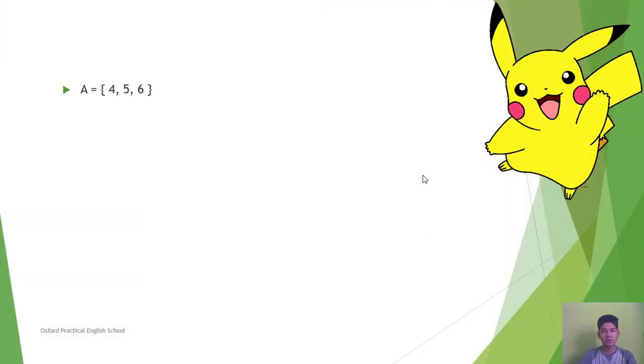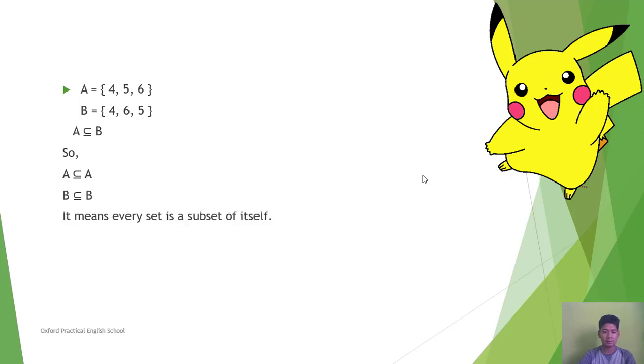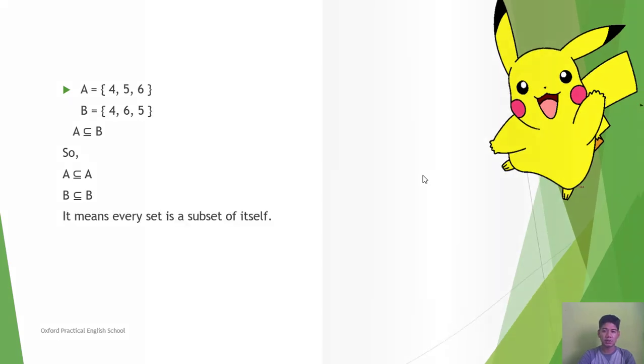So this definition raises a new query. Set A, the elements are 4, 5, 6. Set B, the elements are 4, 6, 5. Is set A a subset of set B? Yes. Set A is also a subset of set B because every element of set A is also present in set B. So set A is also a subset of itself. Set B is also a subset of itself because every element of set B is present in itself. It means every set is a subset of itself.